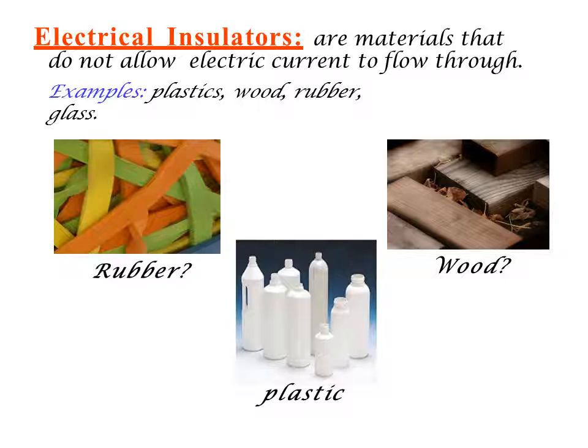Then what do you mean by electric insulators? A material that does not allow electric current to flow through it. Opposite to conductors. Examples we have are plastic, wood, rubber, even glass. So these are examples of electric insulators, and they don't allow electricity to pass through them.